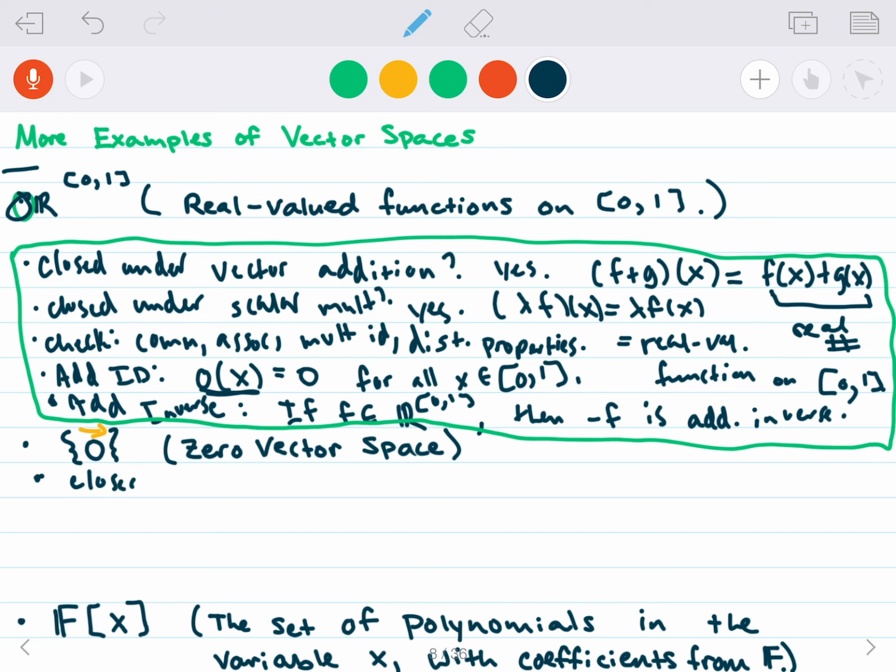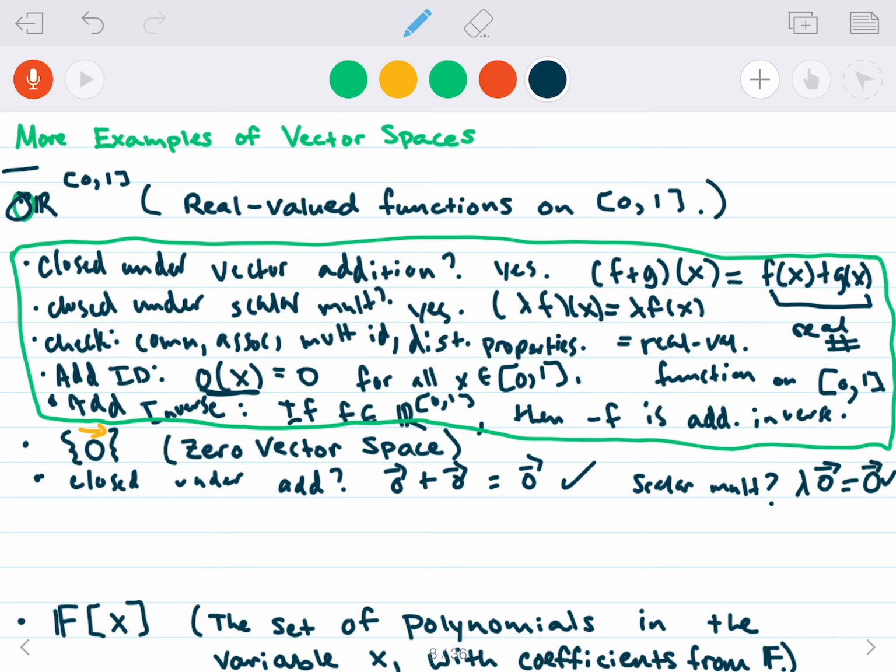So I'm just going to talk about them, I guess. Closed under addition. Well, yeah, because if we add the 0 vector to itself, we get the 0 vector. Duh, right? Closed under scalar multiplication. Yeah, because a scalar from the reals, I didn't really specify my field, but it doesn't matter, the scalar times the 0 vector is always going to be the 0 vector. So that's closed under scalar multiplication.